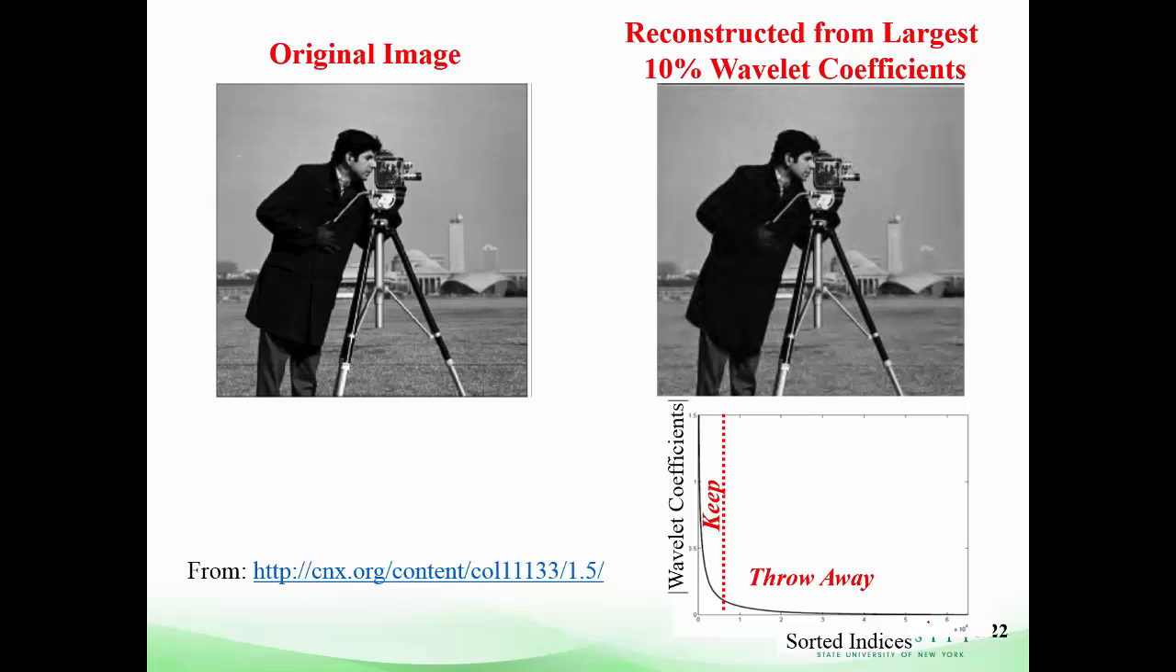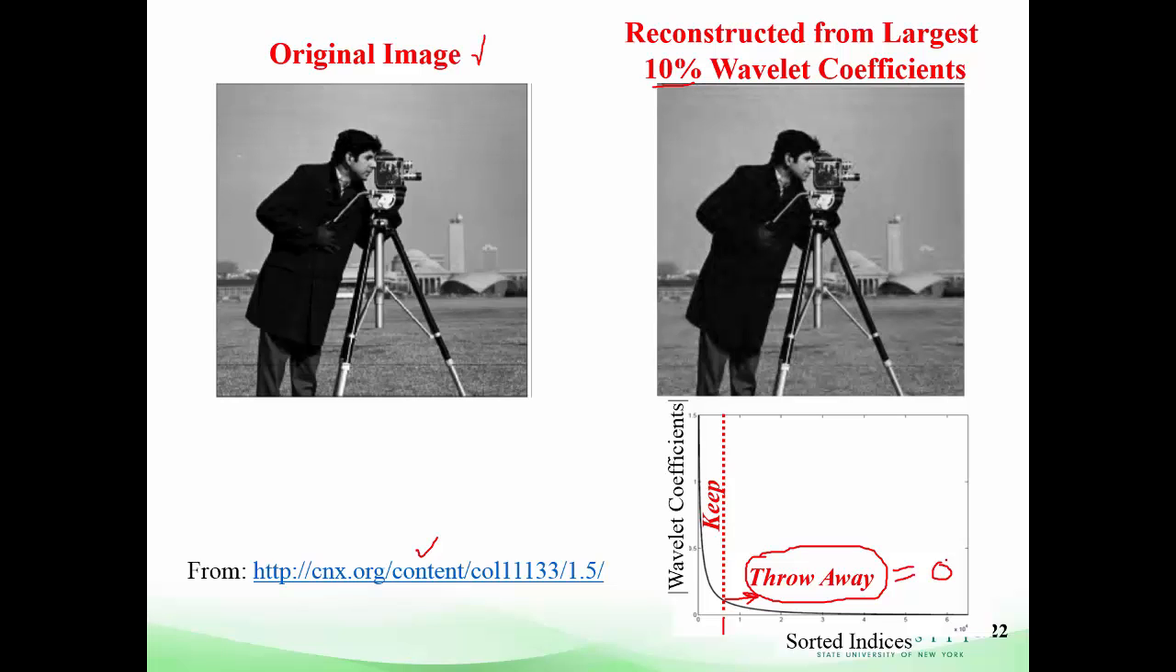So here's an illustration. Again, these are from this web page. So here's the original image. And this is a very crude illustration of how this works. We just come to a point here, and it's roughly 10%. We're going to reconstruct from the largest 10% of the wavelet coefficients. So all of these from this point above are going to be, quote-unquote, thrown away. That means we set them to 0 and then reconstruct from that point.